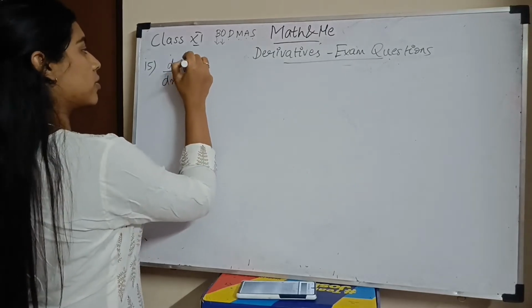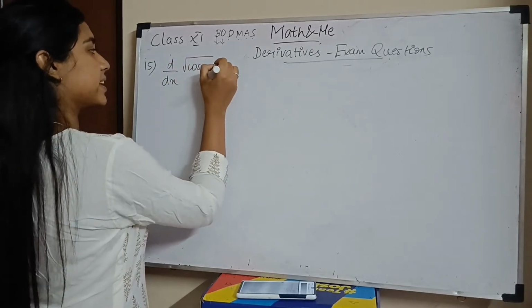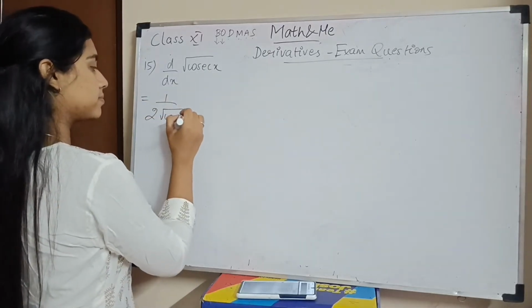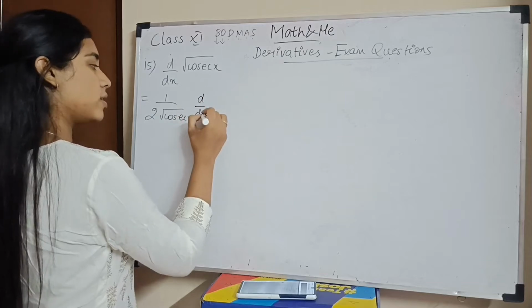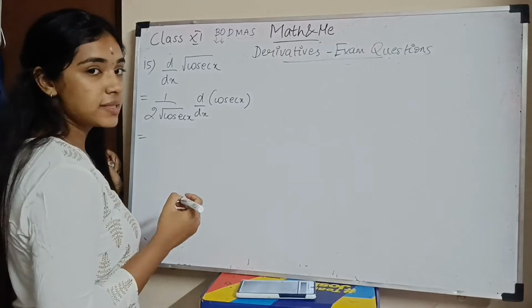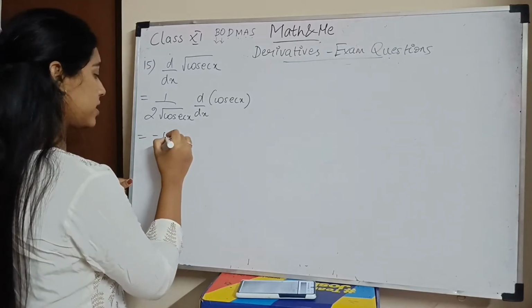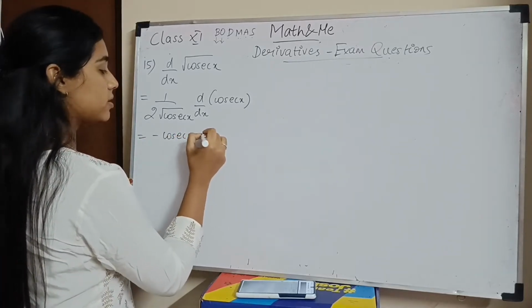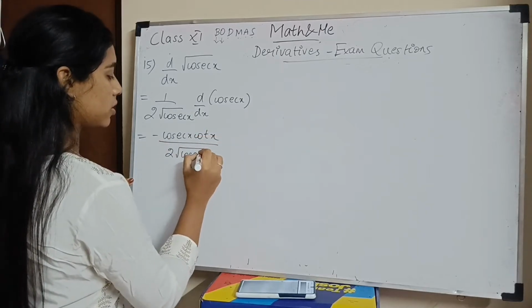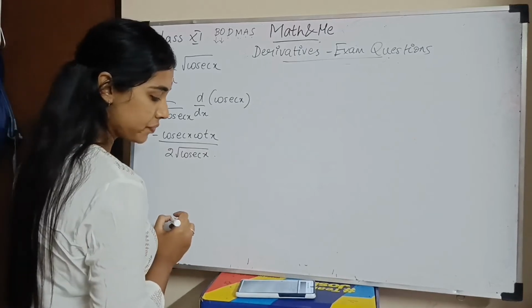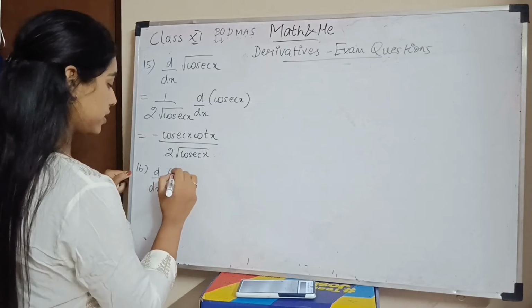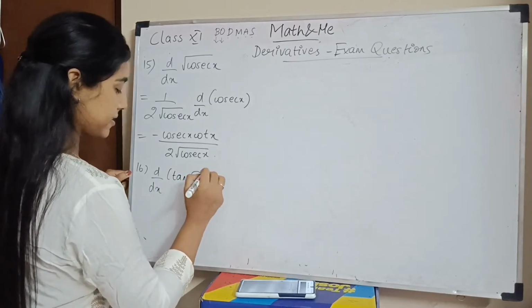d by dx of root cosecant x. So root x, the derivative is 1 by 2 root x. d by dx of the function. So d by dx of cosecant x is minus cosecant x cot x. So minus cosecant x cot x divided by 2 root cosecant x. Okay?